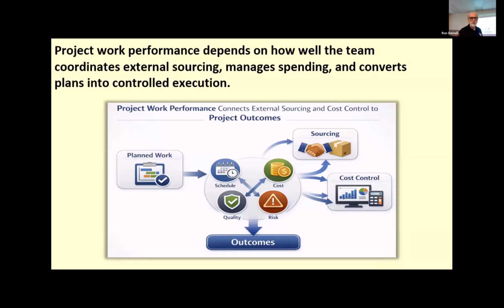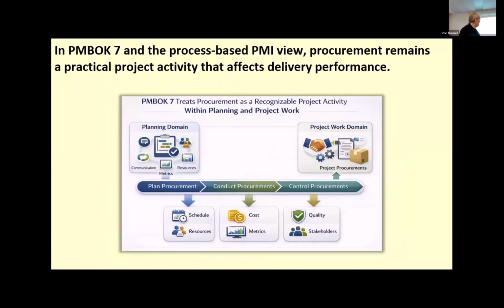And in this slide, we established the central idea that for the rest of the presentation, project performance is shaped not only by what the team does internally, but also by how well it coordinates external sourcing and interprets cost performance as the work unfolds. We'll focus on PMBOK 7 here, how it treats procurement as a recognizable project activity within the project planning and project work. In PMBOK 7 and other process-based views, procurement remains a practical project activity that affects delivery performance.